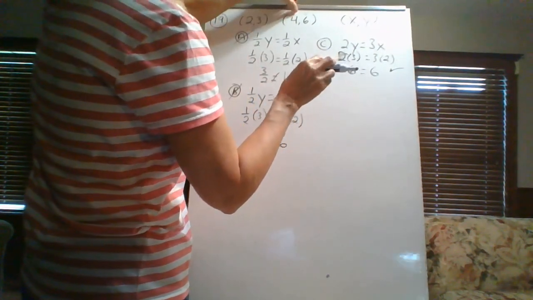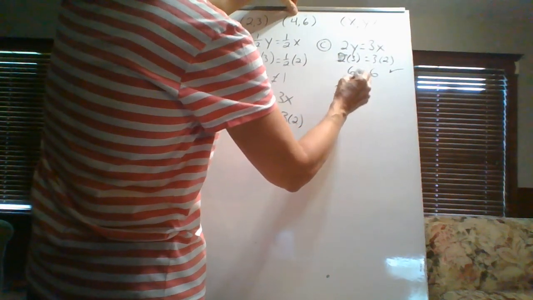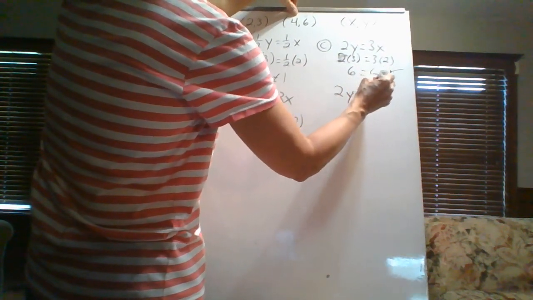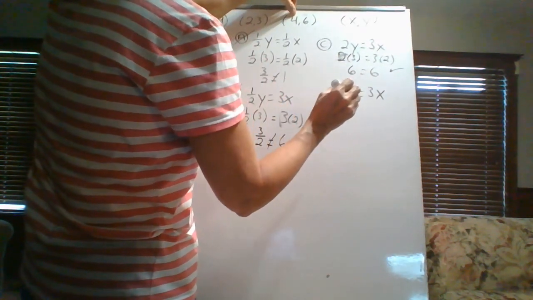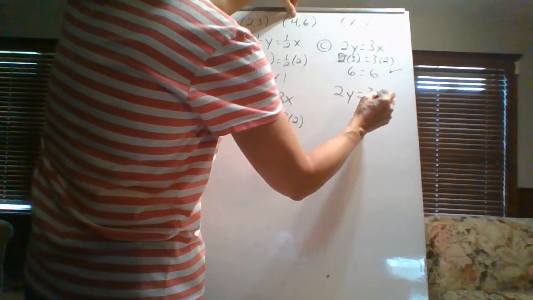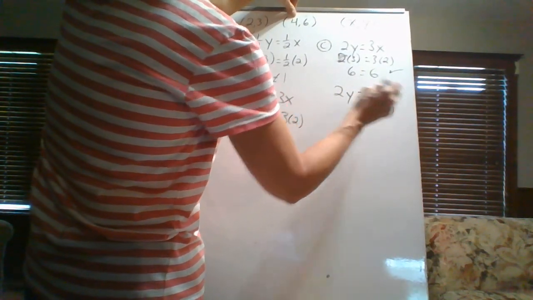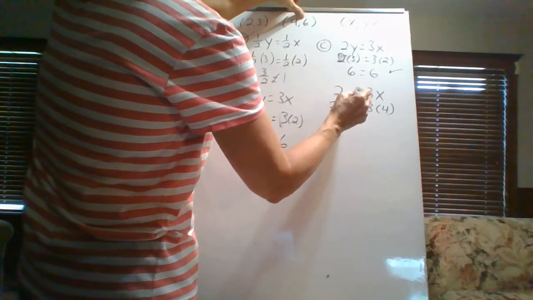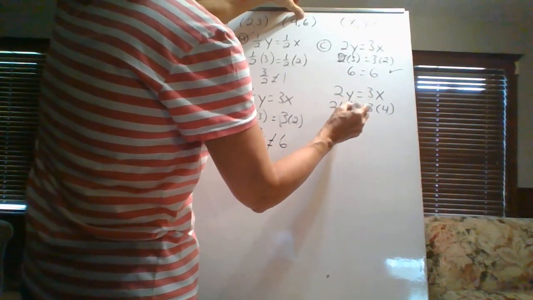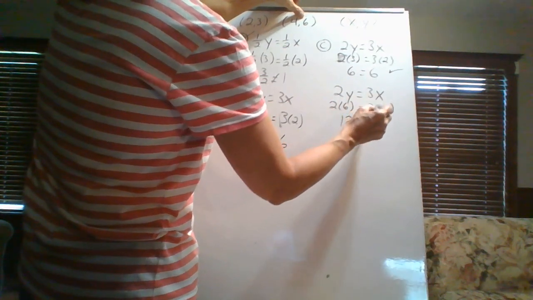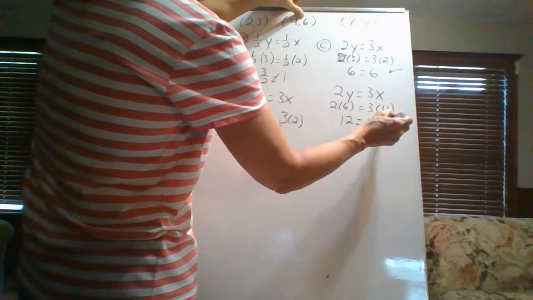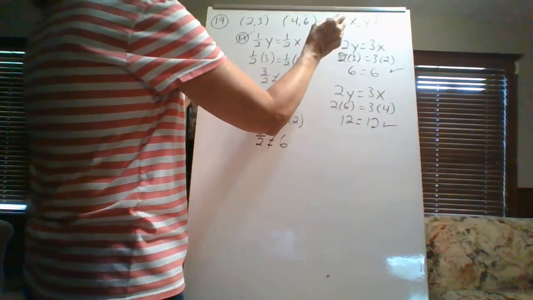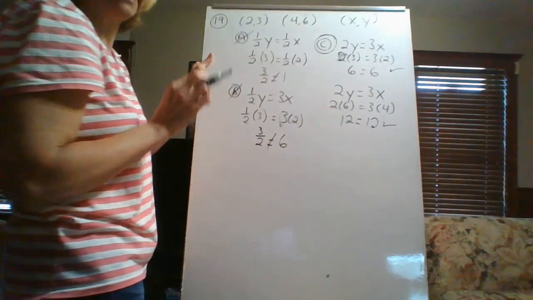So let's just try our other point then. Okay, so same equation, because we're talking about the same line. All right, x is 4. So 3 times 4. Y is 6. So 2 times 6. 2 times 6 is 12. 3 times 4 is 12. Does 12 equal 12? Yes. So this is my answer right here. C is the correct answer.